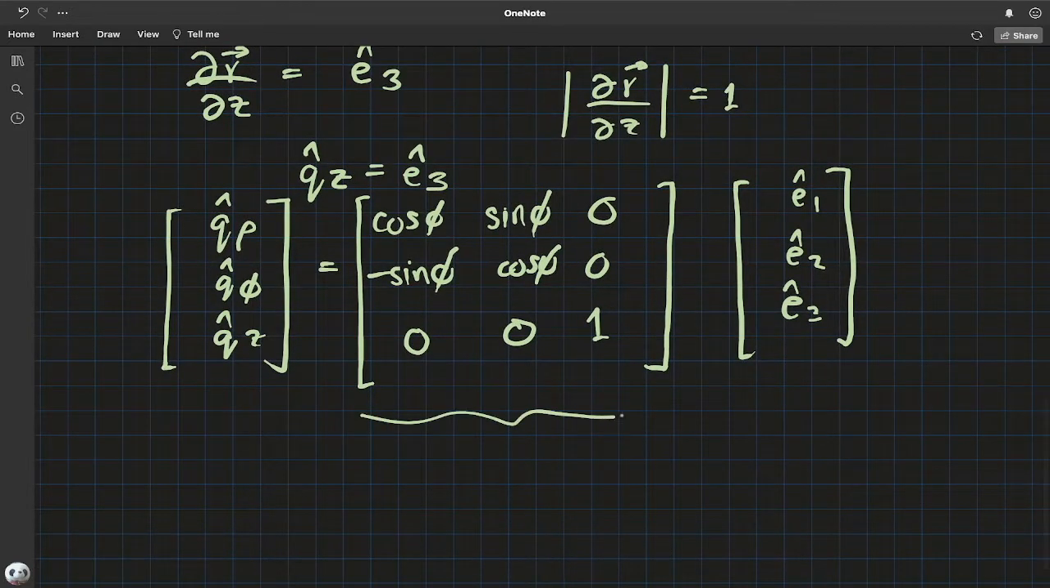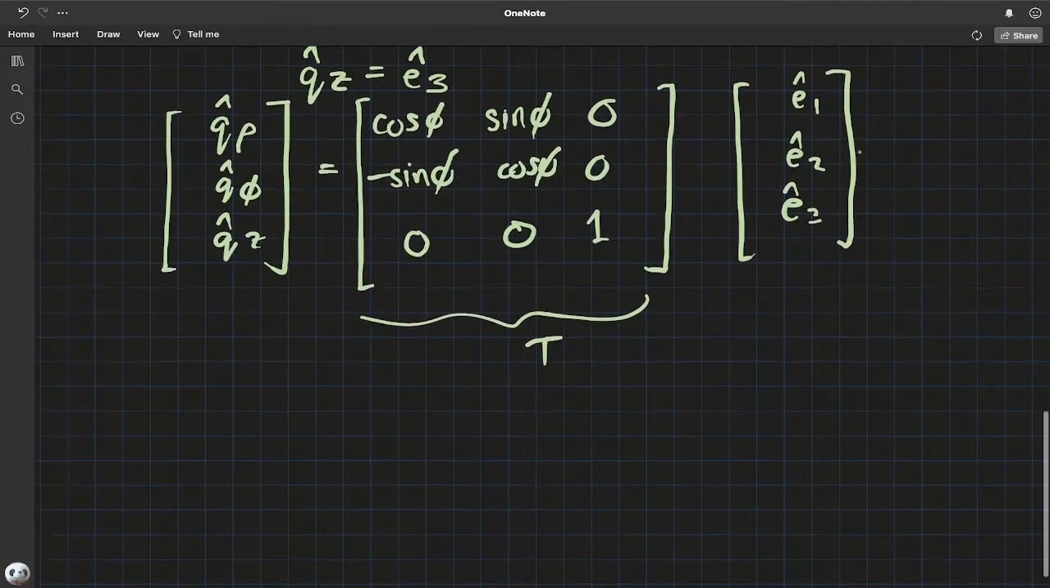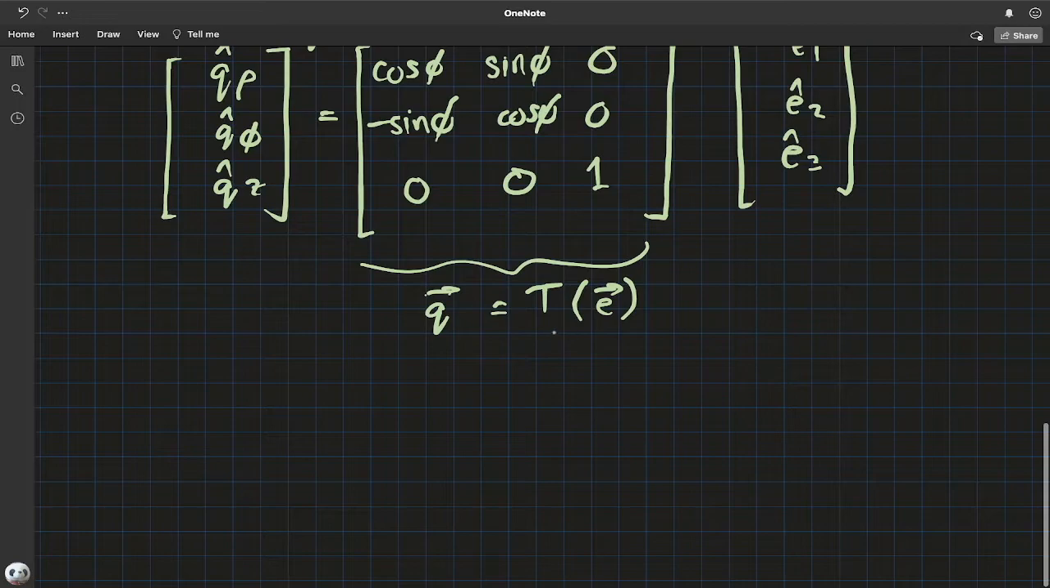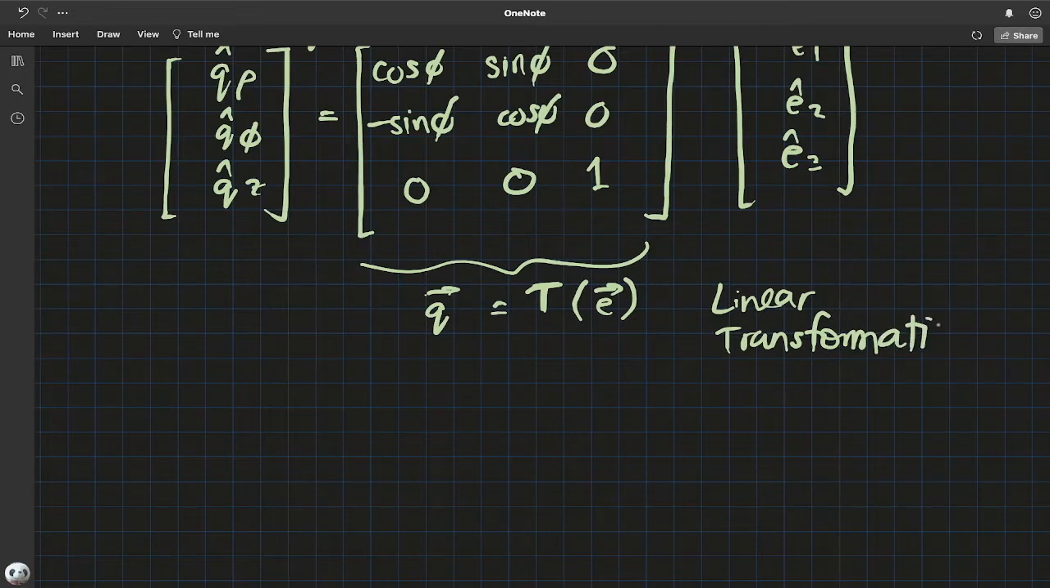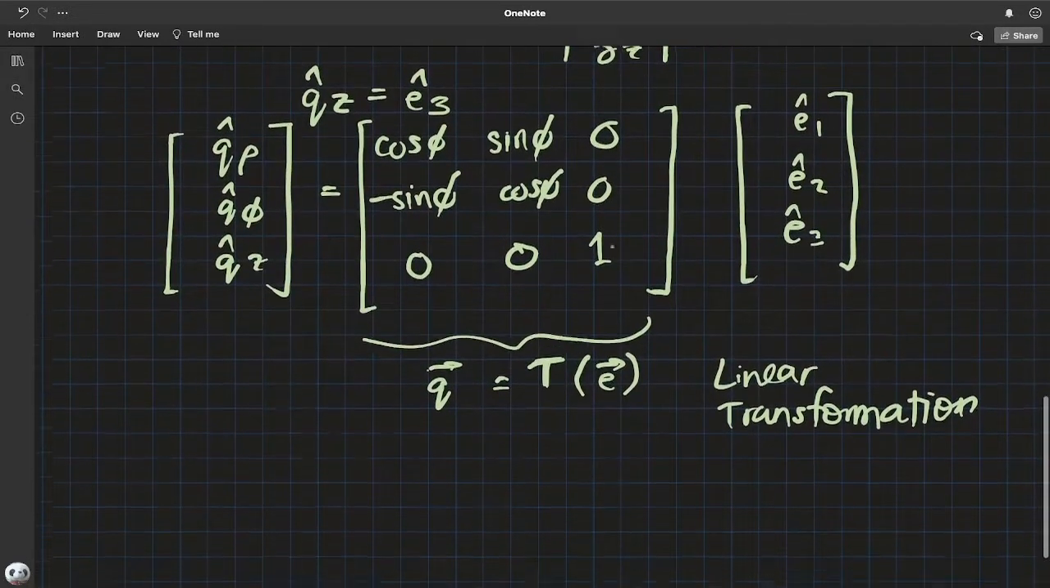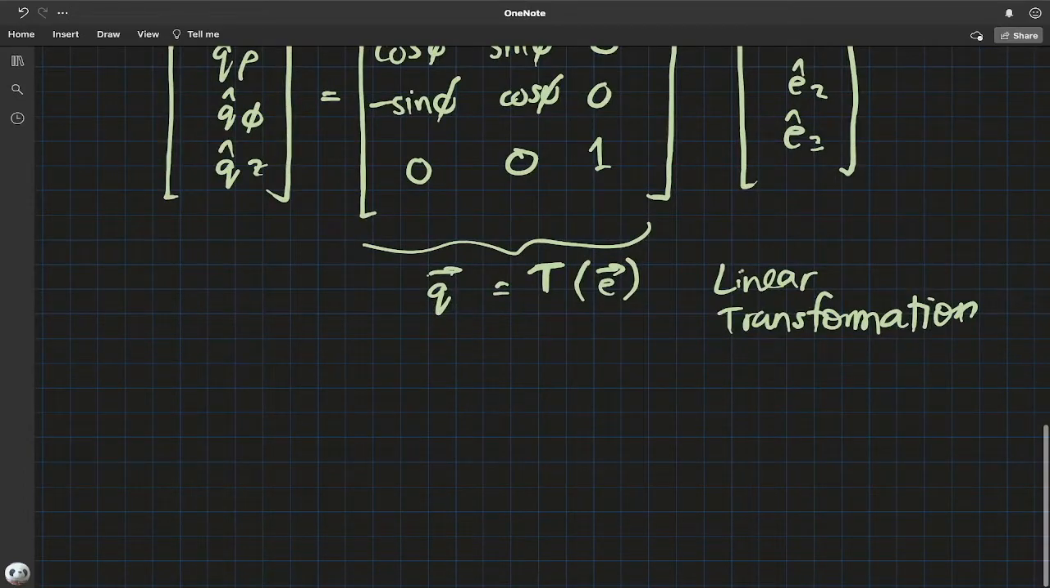And if you call this T, for transformation matrix, it transforms your Cartesian basis vectors into your cylindrical basis vectors. So it's just like a function, a linear transformation to be precise. So you see how linear algebra comes in finally. It's all beautiful the way these things are connected, this partial differentiation and then this linear algebra, this introduction of a linear transformation from one basis to another basis.